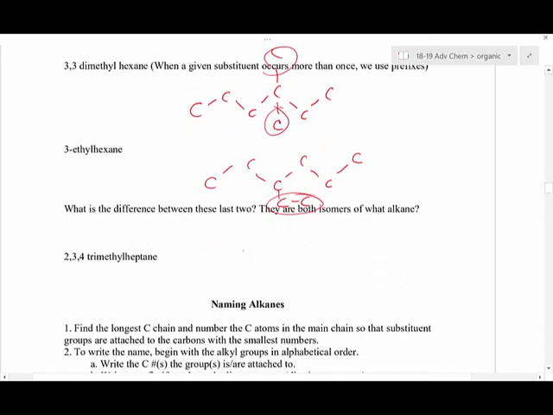Okay, 2,3,4-trimethylheptane. So 7, 4, 5, 6, 7. And then I'm going to be weird, number from the right, but I could do it from the left if I wanted. And on the second, the third, and the fourth, there is a trimethyl.